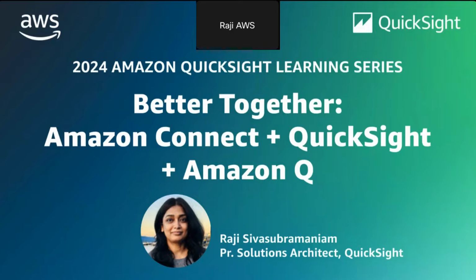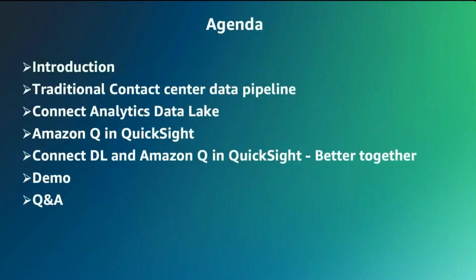My name is Raji. I'm a Principal Solutions Architect with the QuickSight team at AWS. For our agenda today, we'll start with a quick introduction of Connect and QuickSight, and then we will see the traditional architecture most of the organizations today follow in extracting contact center data out of Amazon Connect and visualizing it in business intelligence tools such as QuickSight.